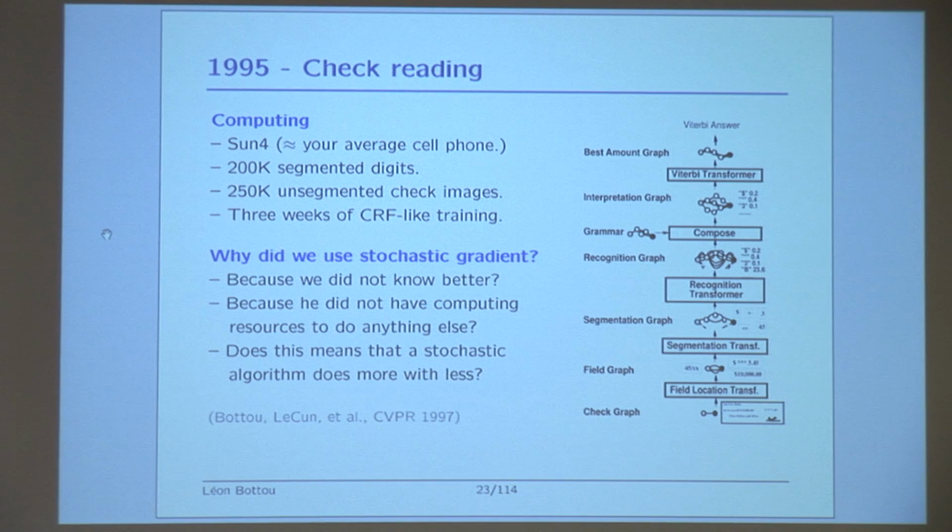And so you end up building a system that's quite complex, where you start with the check image, and you try to find fields, and you try to segment the fields, and you try to recognize what's in it, and you try to apply some grammatical reasoning, interpret it, and get a number. And it turns out that we were able to put all these steps in the context of a single learning machine that we optimized globally. So now the problem was to make it run on our machines. And the machine was, this time, a Sun 4, which is about as powerful as your average cell phone. Not an iPhone, just a regular one.